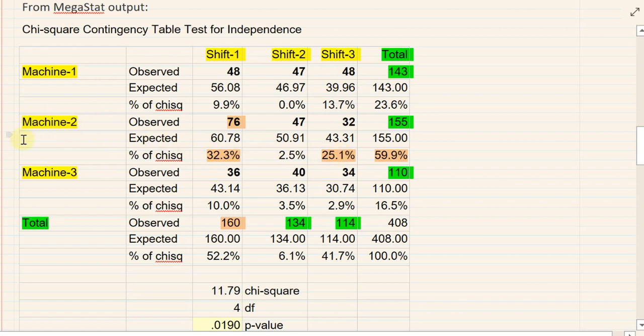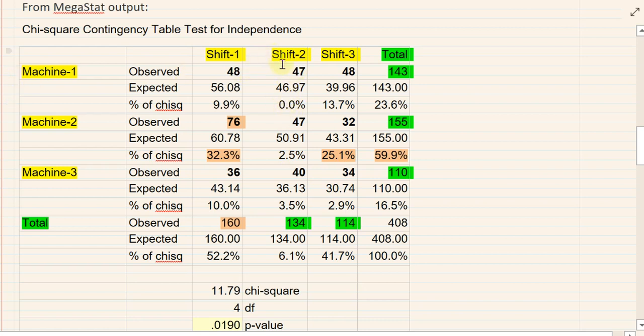So it looks like clearly machine 2 is having some kind of issues, right? It has the greatest number. And in fact, if you look at all of these, of the 408 total rejected handles, almost 60% come out of machine 2. So machine 2 has some issues. Okay, now apart from machine 2, it looks like shift 1 also. We need to take a look at shift 1. Next to that, look at shift 3. Shift 2 looks fine.